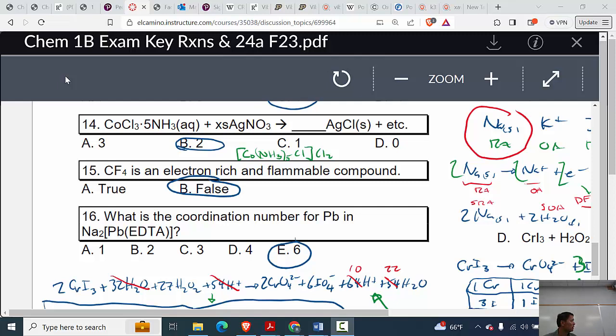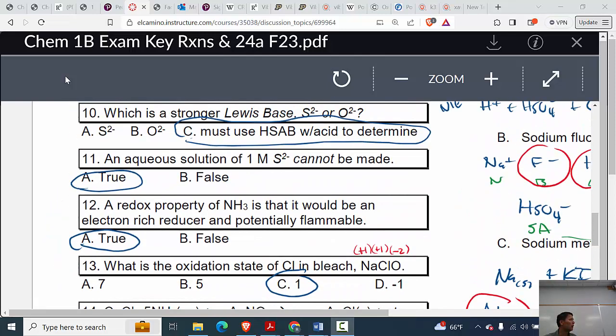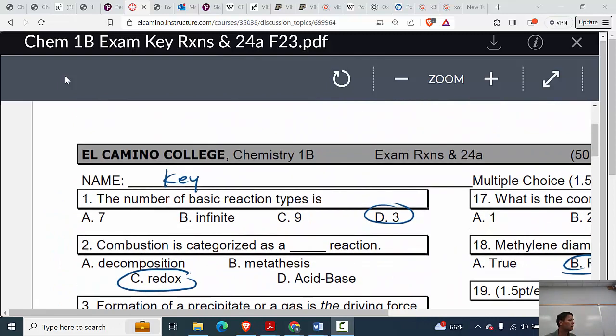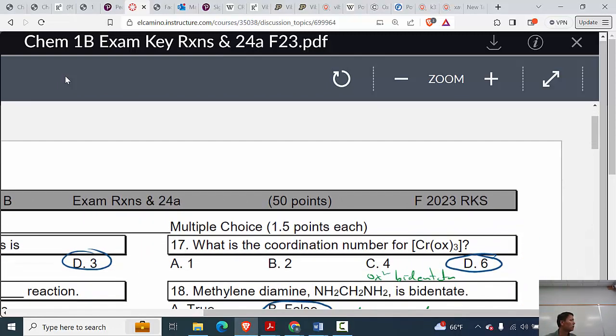What is the coordination number of lead in this one? Here you'd have to memorize EDTA is a hexadentate ligand. We only had 3 polydentate ligands that we saw in the book, and that was EDTA, ethylenediamine, and oxalate. So, what is the coordination number of this?